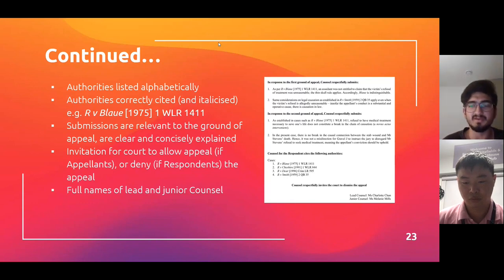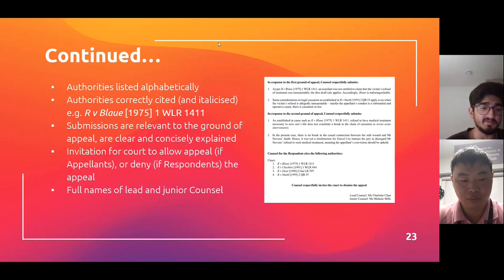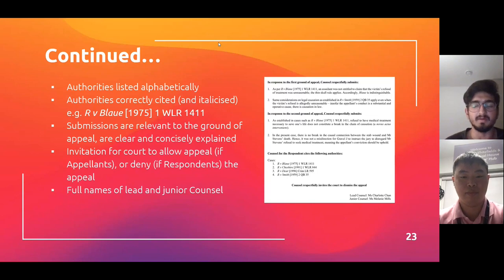And as I mentioned before, because the skeleton argument is meant to be brief, your submissions should provide a very concise summary of what will be argued. And then at the end, you have an opportunity to invite the court to either dismiss the appeal if you're the respondent, or allow the appeal if you're the appellant. And just for reference, when it comes to giving marks and feedback, please also include the names of the lead and junior counsel.